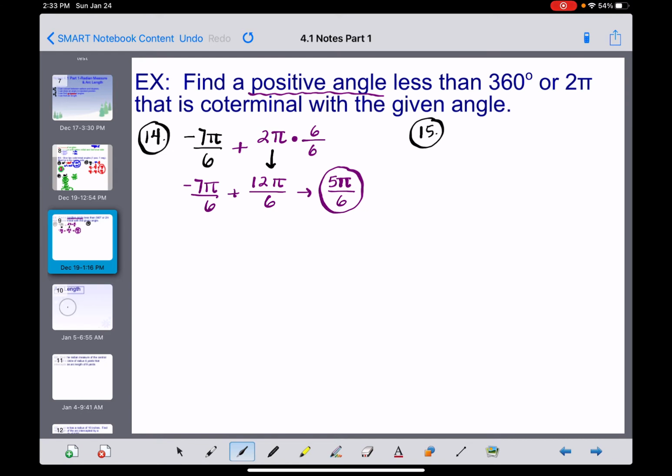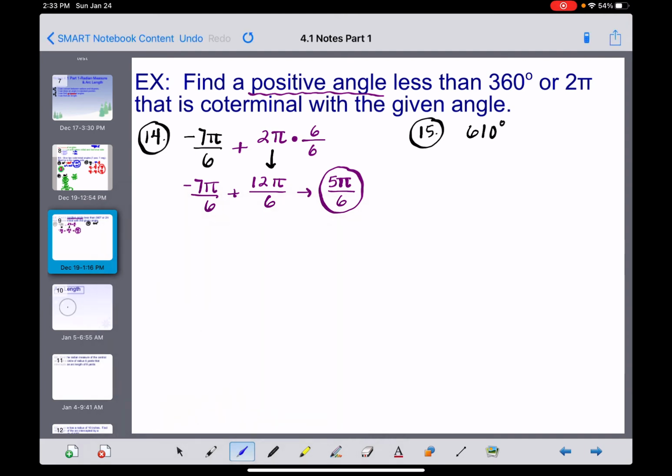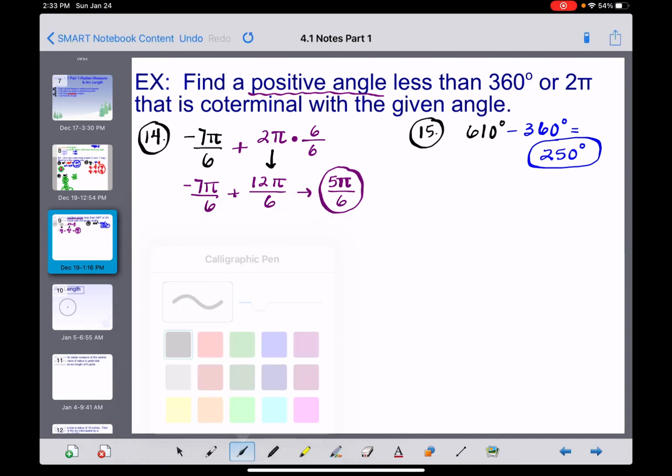So example 15, 610 degrees. Well, 610 is obviously more than 360, so it needs to be less than 360. So we're just going to subtract 360 degrees. When we do that, we're going to get 250 degrees. Well, it's positive and it is less than 360, so there's my answer. If I were to subtract 360 again, I would get negative 110. I don't want a negative, but it would also be coterminal.